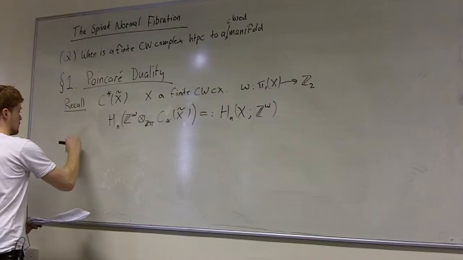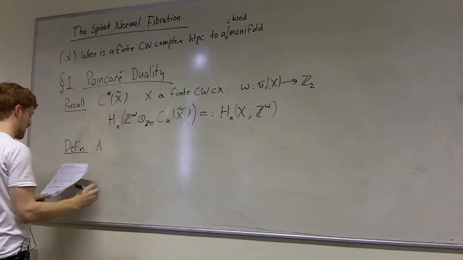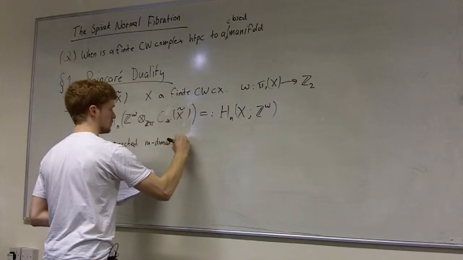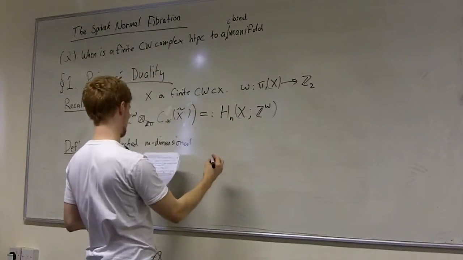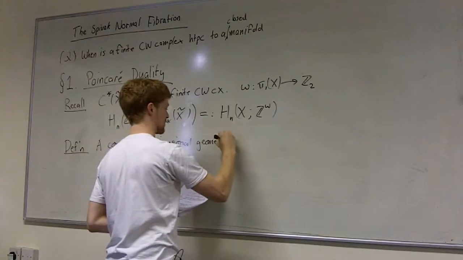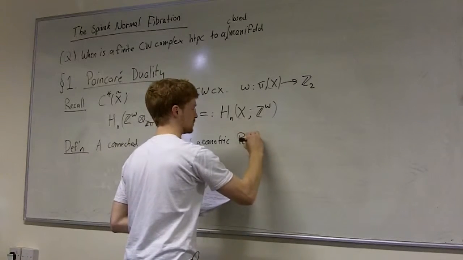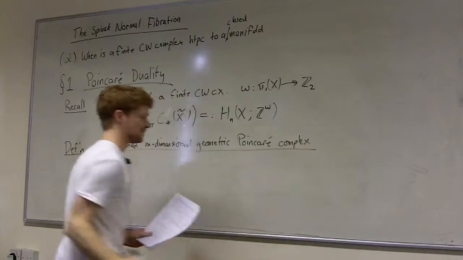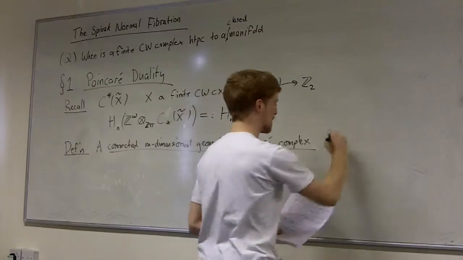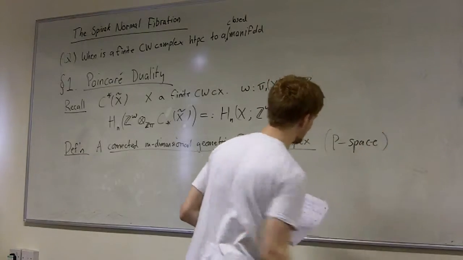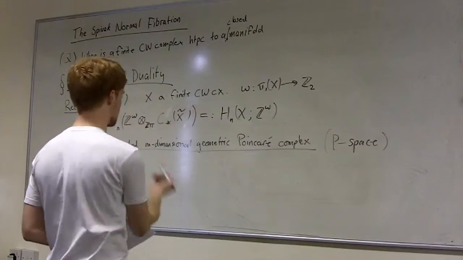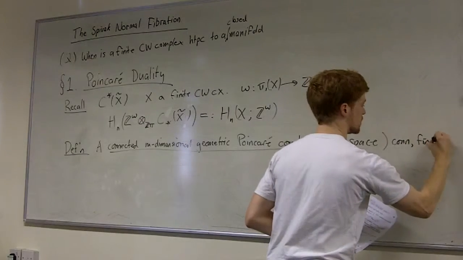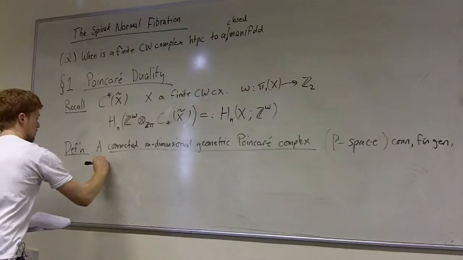Okay, so definition. A connected m-dimensional geometric Poincare complex, which is what I'm defining, or as I will refer to it in the future, a P-space, is a connected, finitely generated CW complex.